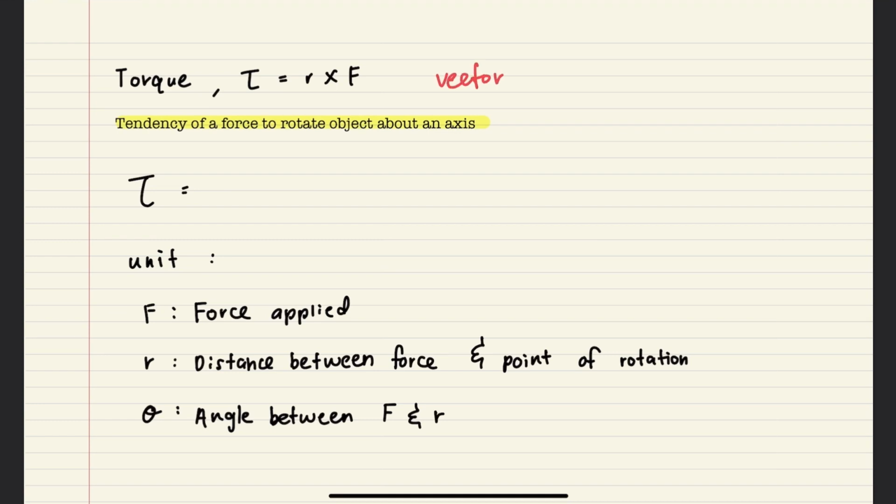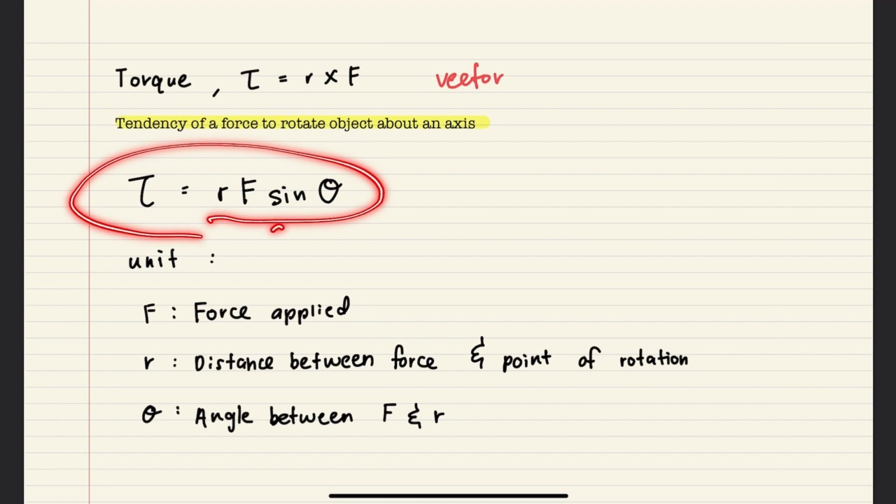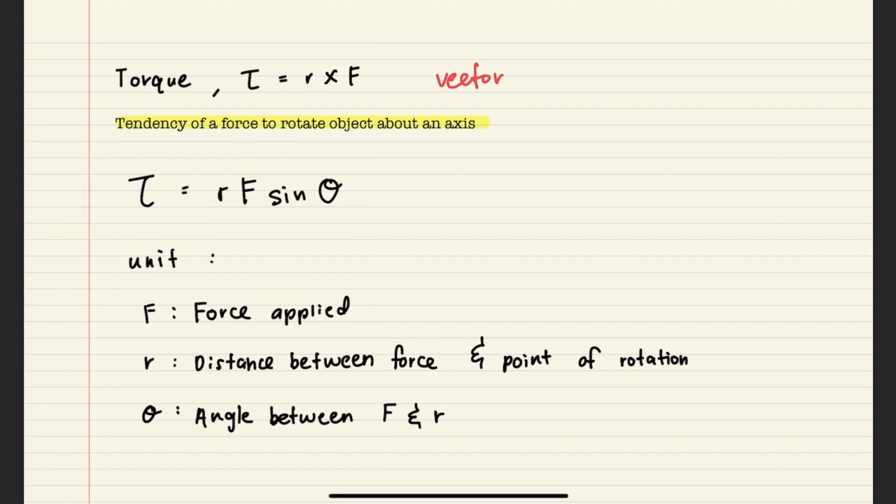And R cross F means that this becomes R F sine theta. Because it is a cross product, it's the component that is perpendicular, so you have to use sine instead of cos as in the dot product. So this is the formula that you're going to use. R here represents the distance between the force and the point of rotation. So the point of rotation is very important; it is where the position of the axis is. And the force applied is F, and theta is the angle between F and R.